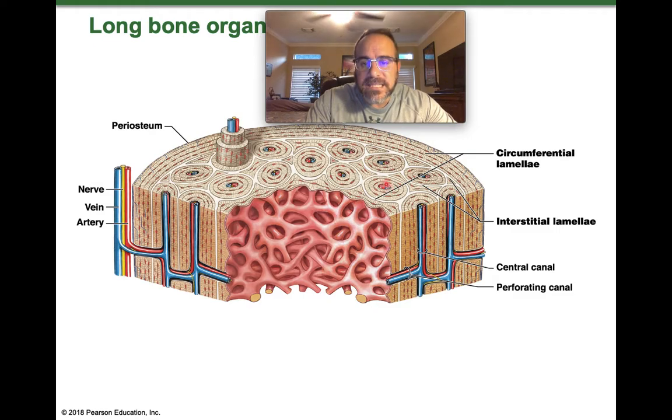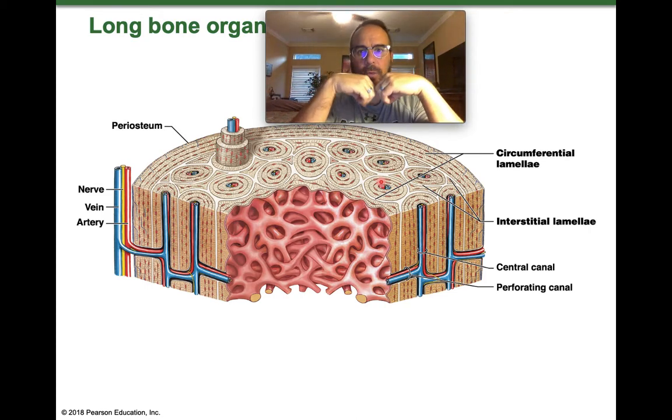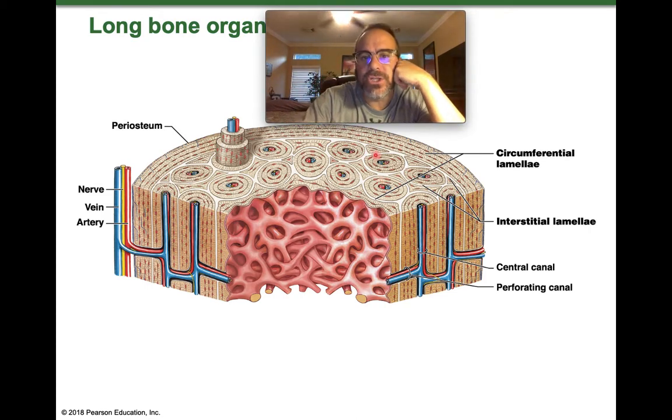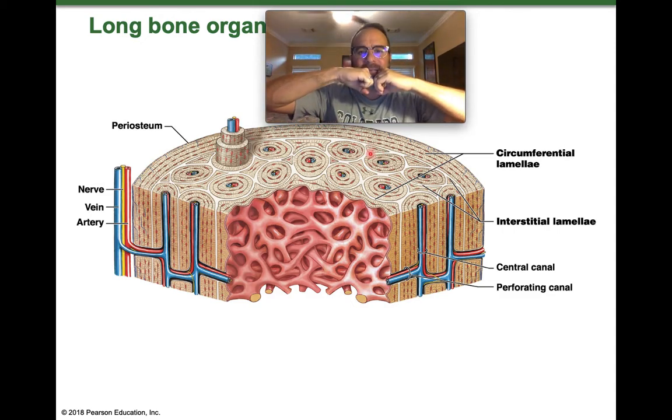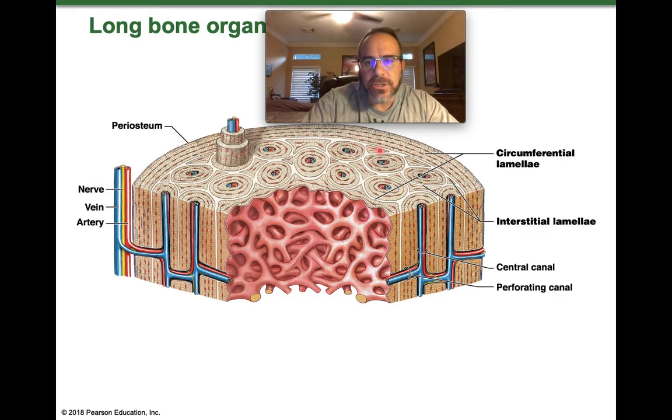Here we have the concentric lamellae. It's going around in a circle. But obviously, if you have a circle on a circle, you have a space in between. See where my lips are? Okay, so that is where you would have the interstitial lamellae here. So this is interstitial lamellae here. So again, where I'm talking now, that's going to be where the interstitial lamellae would be.